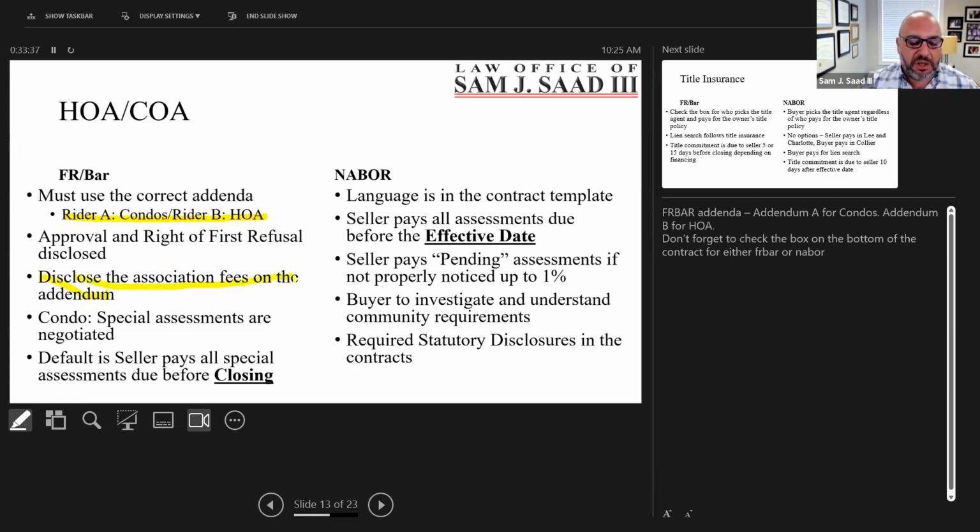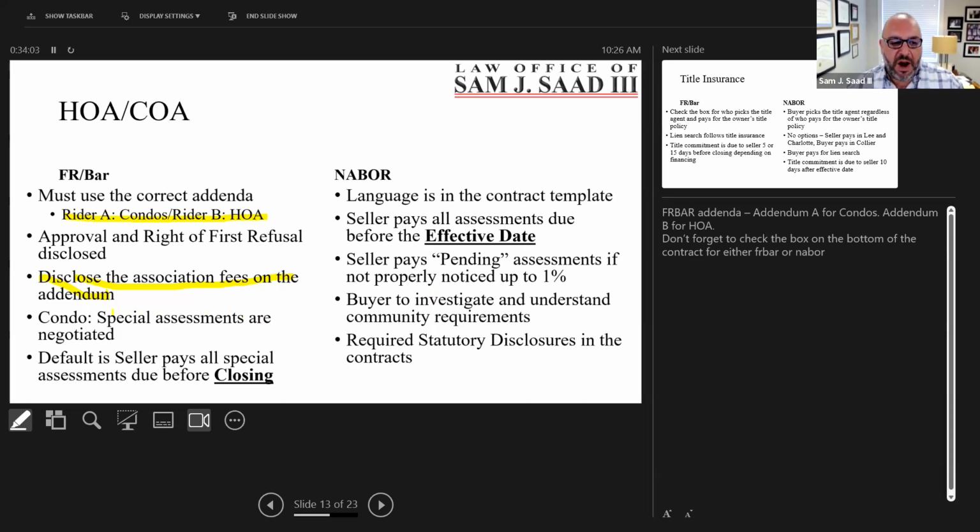A lot of people complain about the NABOR contract because we don't have a place in the contract to disclose the fees. NABOR provides a separate worksheet to disclose all of the fees. So for example, in Collier County, if you sell in Vanderbilt Golf and Country Club and you've got 8 different fees that have to be paid, the NABOR form is very accommodating to that type of situation.